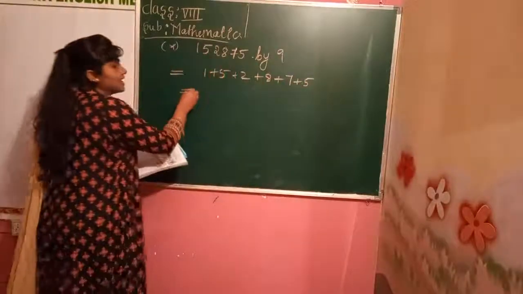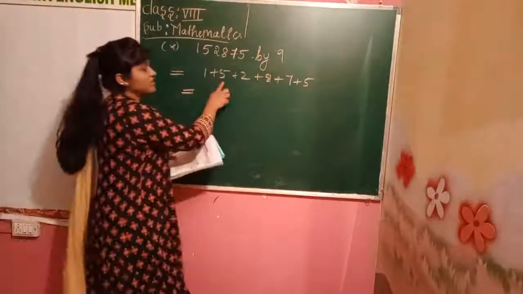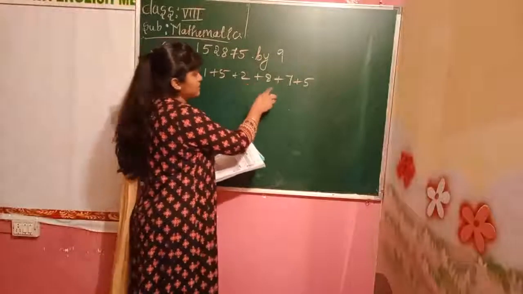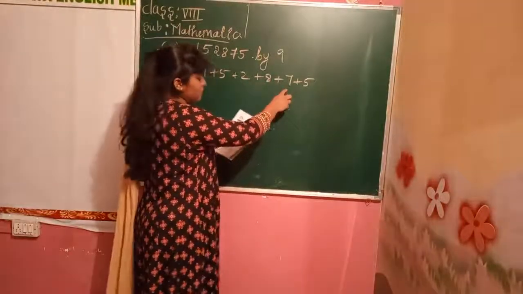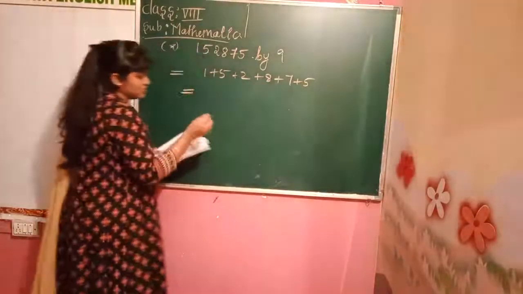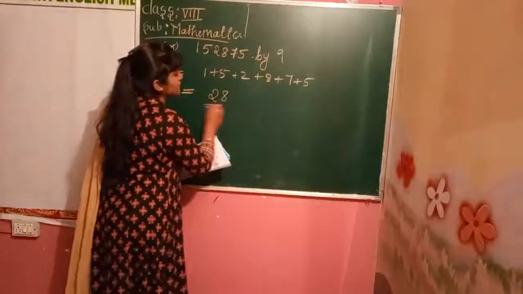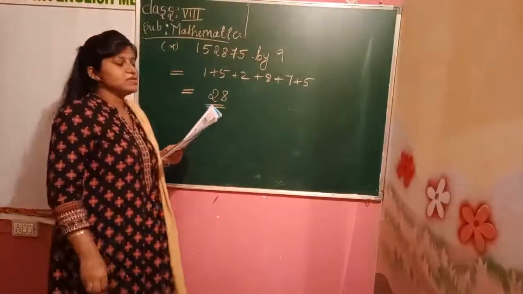How much do we get? Start adding, children. 1 plus 5 is 6, 7, 8. 8 plus 8 is 16. 16 plus 7 is what? The total answer is 28. Now check whether 28 is divisible by 9 or not.